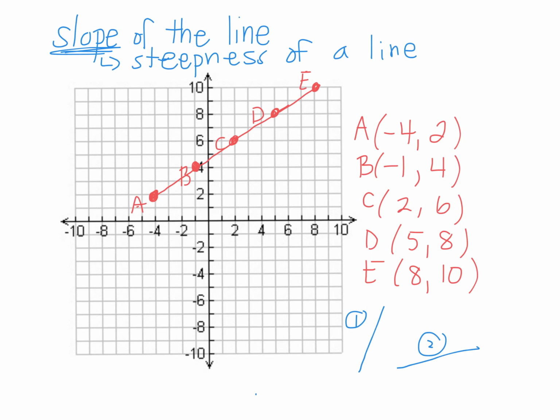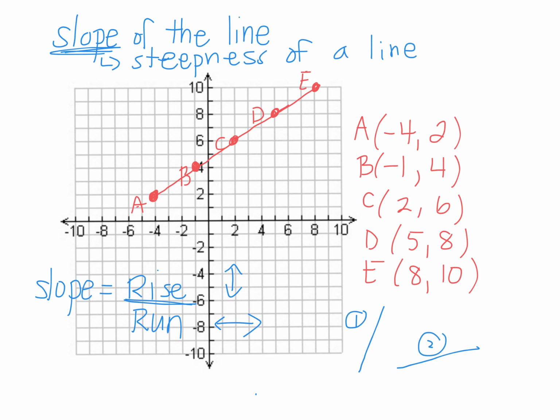One is by using a graph and counting, and the other one is a formula. To calculate slope, you need to find the rise of the line over the run of the line. The rise is the vertical distance, so the change in the y values, and the run is the horizontal distance. So rise over run. The first way I'm going to show you is by using the graph and counting. To calculate the rise, we're going to count from one point to the other.